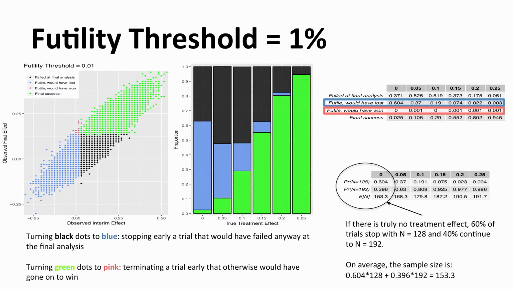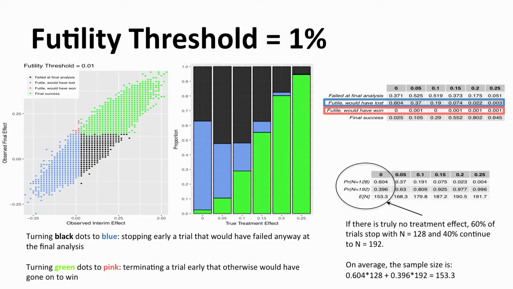So notice that some of the dots have now changed color. Some of the dots that used to be black have now turned blue. And this represents trials that would have been unsuccessful at the final analysis that we've now terminated for futility at the interim. And this is a good thing. So for example, in our null scenario, we see that the blue proportion of dots is about 60%. So we've been able to stop 60% of the trials early.